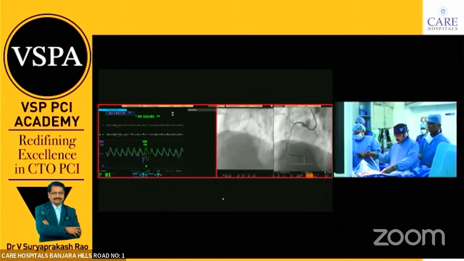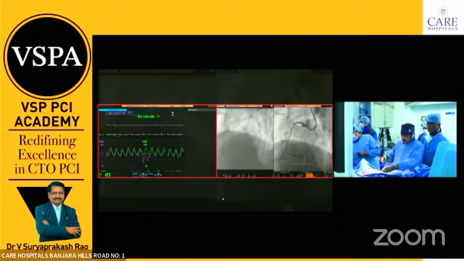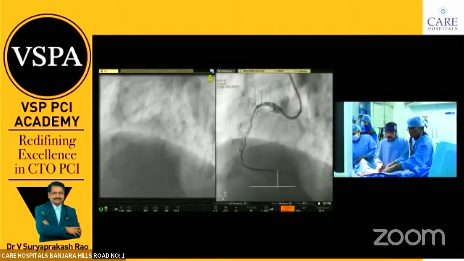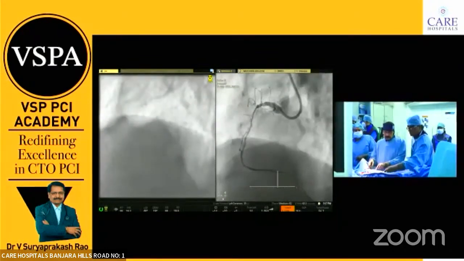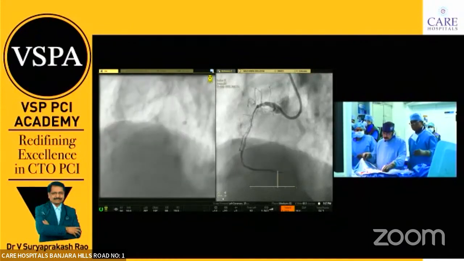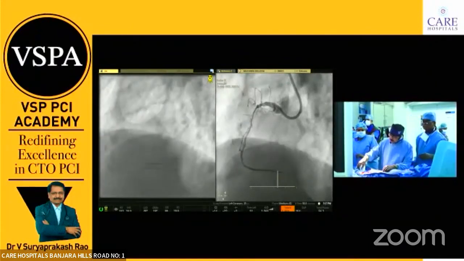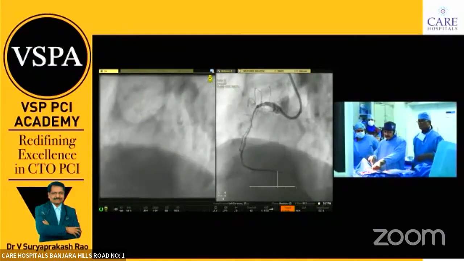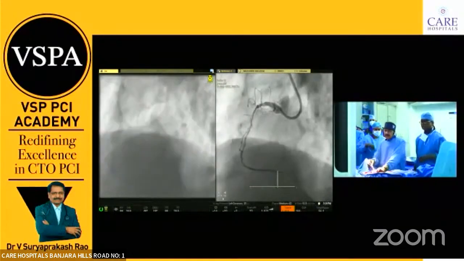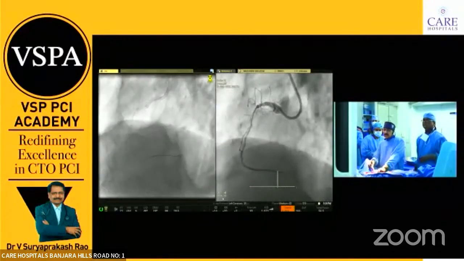I think that's the right approach: retrograde should be the last resort. However good your hands are, retrograde still has slightly higher complication rates. So always try antegrade, and only after you exhaust everything should people go for retrograde. The only thing is, if you form too much hematoma, then the failure rate is very high and we have to end the procedure. That is one risk in antegrade.